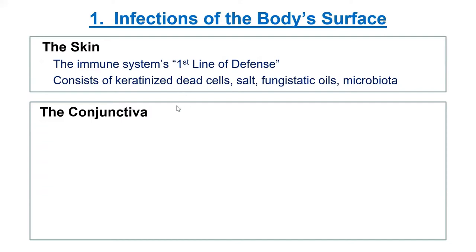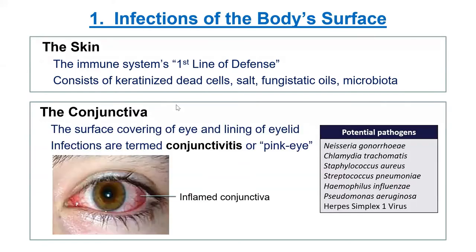I want to talk about the conjunctiva, which of course is the surface of the eyeball, and that is an area that is immuno-naive or something like that is the word. I can't think of the exact terminology, but it means there's not a lot of immune protection there. There's lysozyme, salt, a few other secretions, but there's not a lot of immune cells, so it can get infected.